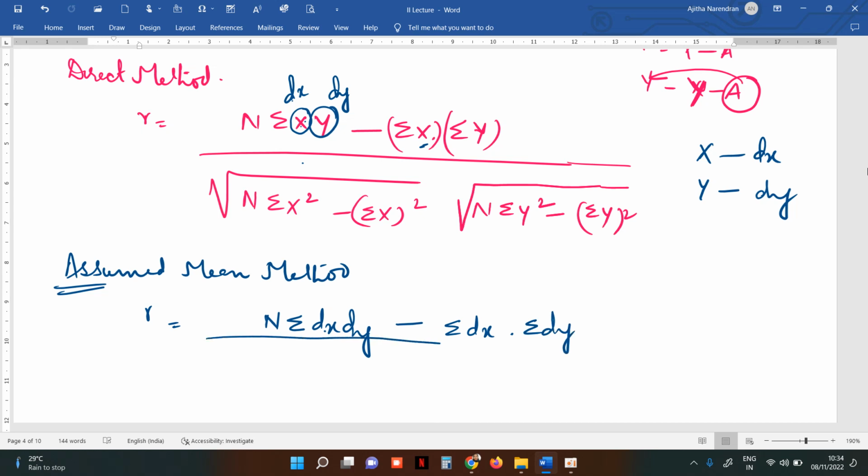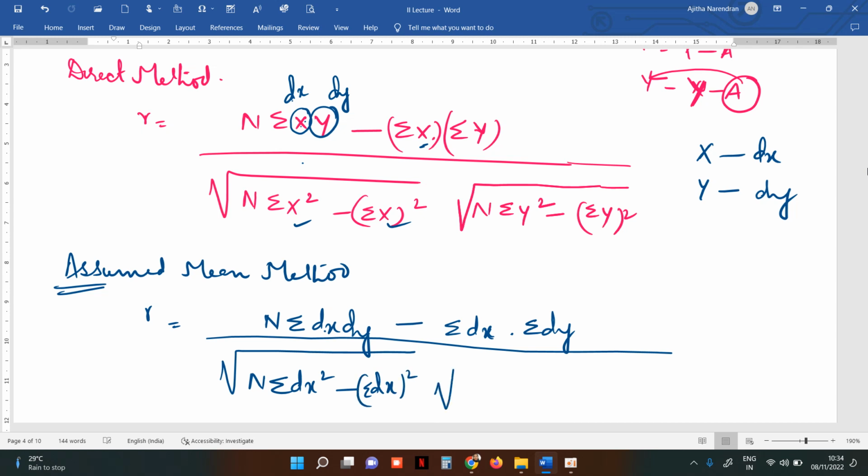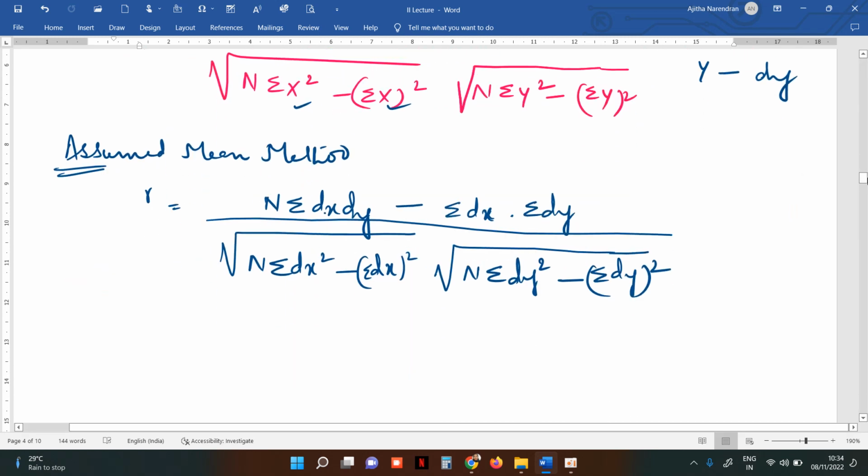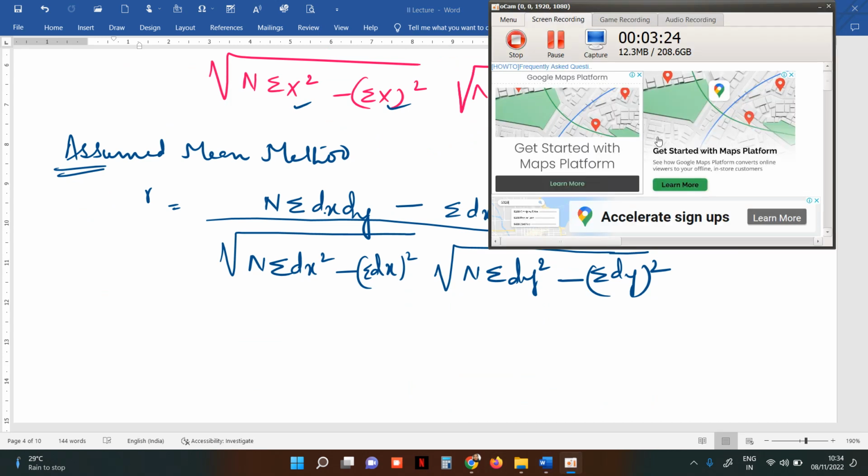If you want, you can put it in brackets. And here, n summation of, where x is there, we write dx square, minus summation of dx, whole square, root over n summation of dy square minus summation of dy, whole square. This is the formula of the assumed mean method.